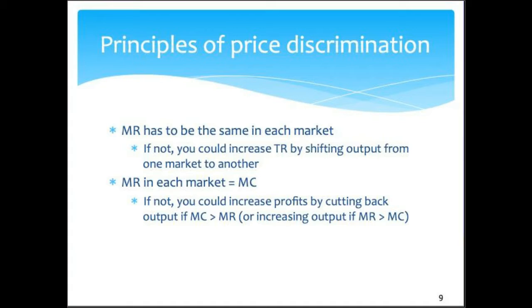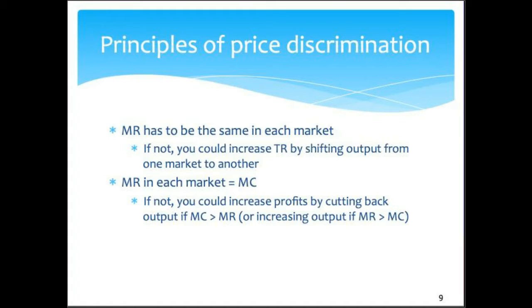And if it doesn't do that, that means that there's some way that it can increase total revenue by simply moving resources around, keeping marginal costs the same, but raising revenue. So marginal revenue has to be the same in each market. The other trick, of course, is once you've balanced out marginal revenue, it's got to equal marginal cost. And this should be pretty clear.